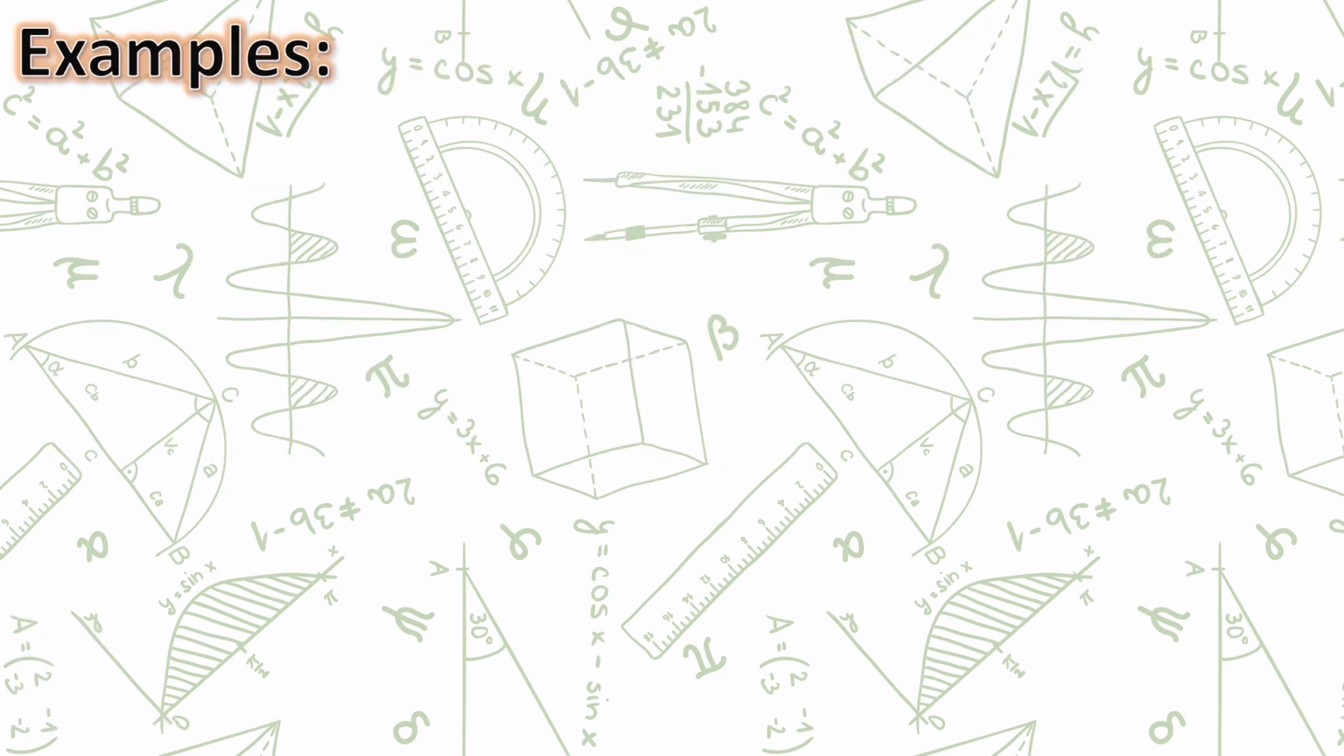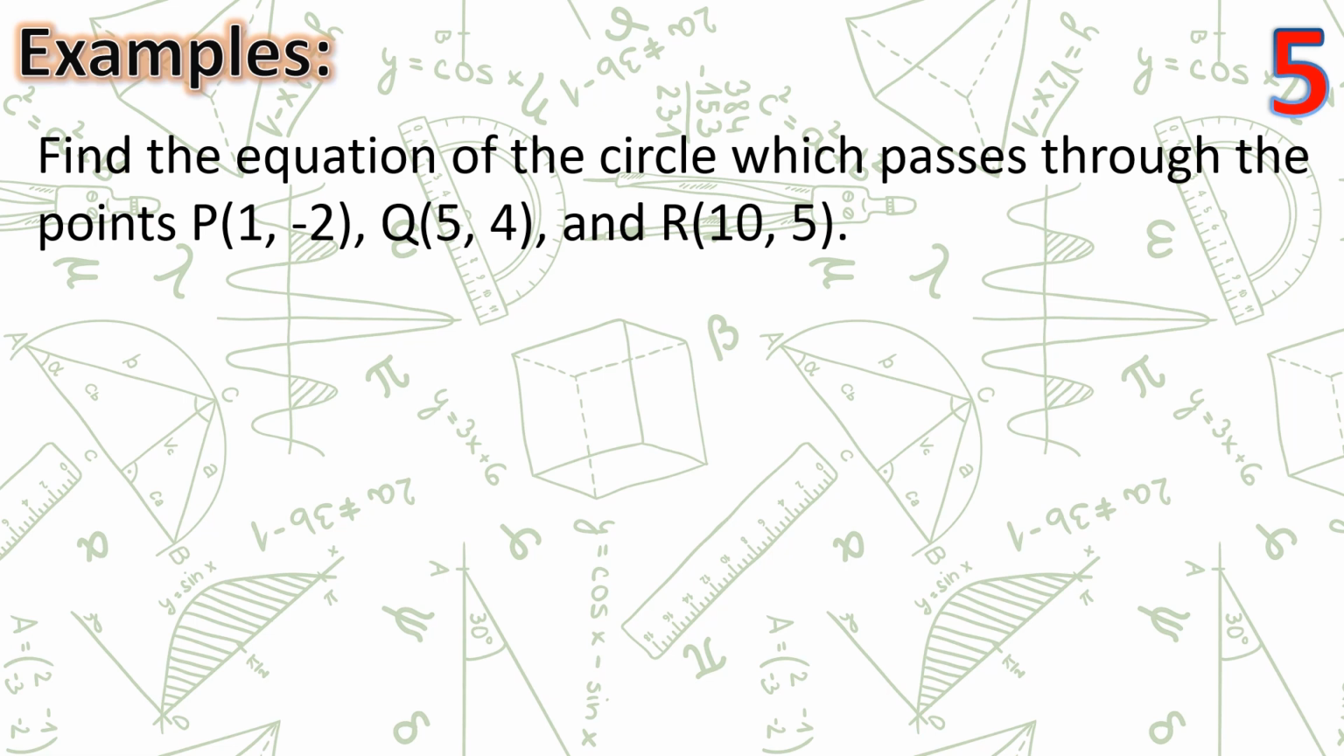Example number 5. Find the equation of the circle which passes through the points P, 1, negative 2, Q, 5, 4, and R, 10, 5. We're going to use the general form of the equation of the circle, that is x squared plus y squared plus dx plus ey plus f equals 0. And then we're going to substitute the coordinates of the given points to x and y, producing 3 equations in 3 variables d, e, and f.